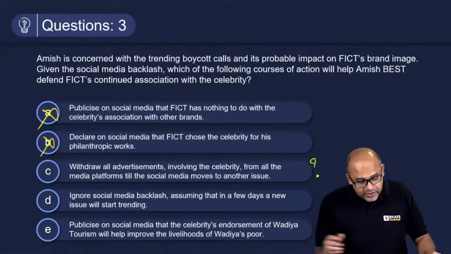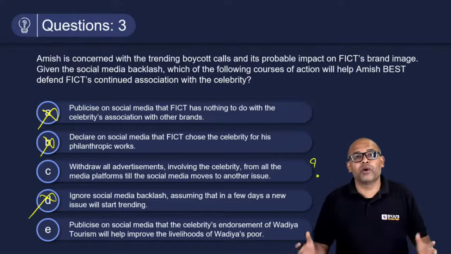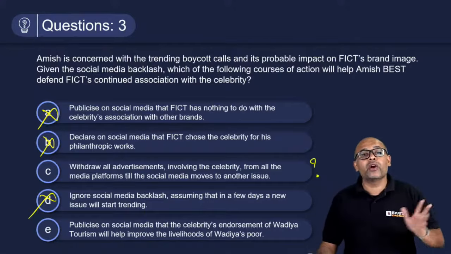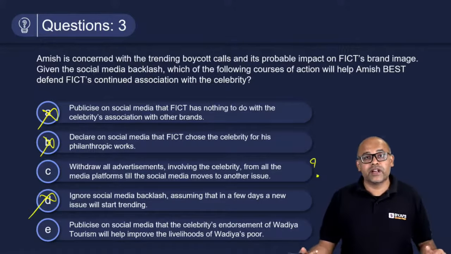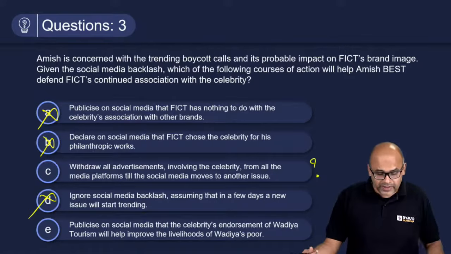Ignore social media backlash. The moment I say ignore social media, I will probably say no to it, because today you cannot ignore social media the way trends are. So this definitely is not your answer.